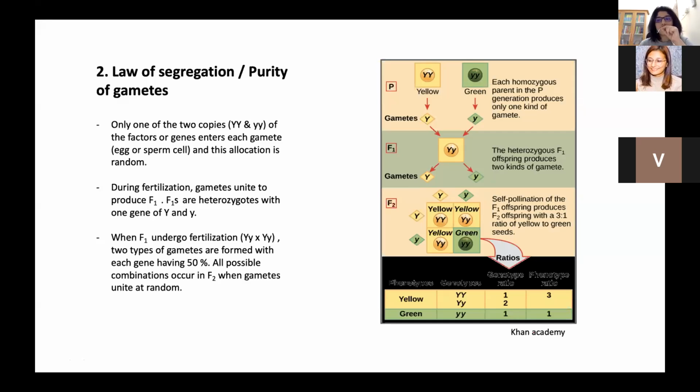So during fertilization, the gametes unite to produce F1. The F1s are heterozygotes with one gene of Y and y. And then if the F1 undergoes fertilization, two types of gametes are formed actually, with each gene having 50% of them. And then you can see all the possible combinations here in the F2.